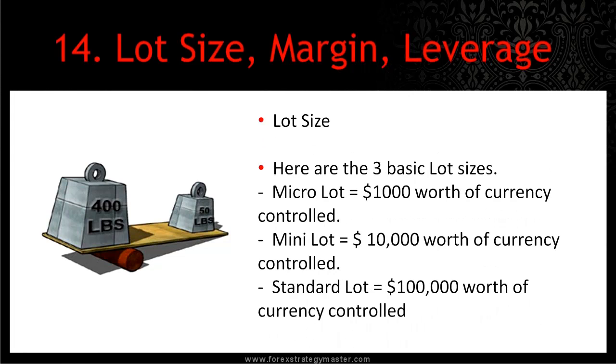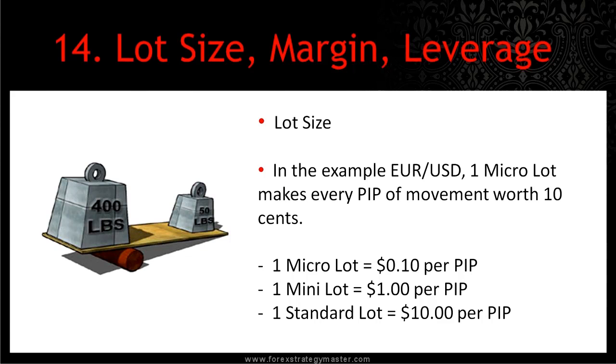Now, here are the three basic lot sizes. You start with a micro lot, and this is worth $1,000 of currency. You could control $1,000 worth of currency with one micro lot. The second one is a mini lot. A mini lot controls $10,000 worth of currency. And finally, you've got your standard lot. And the standard lot controls $100,000 worth of currency.